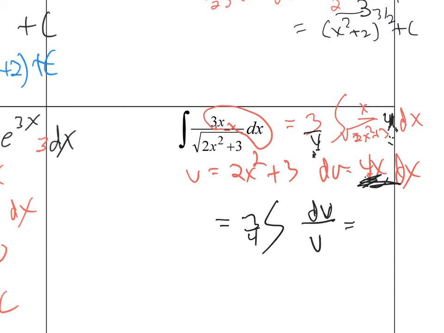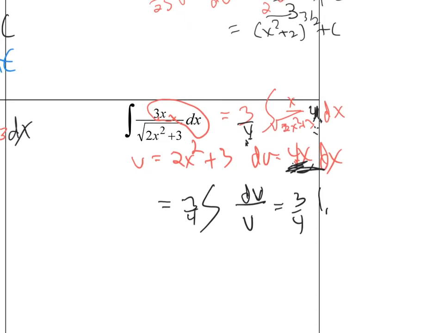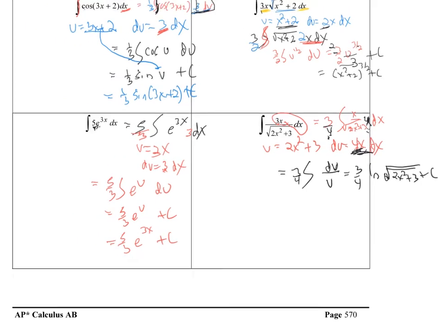Final answer, 3/4 natural log of square root of 2x squared plus 3 plus c. Can somebody tell me why I don't need to use absolute value? You're right. Square root is always positive. Boy, that was fun.